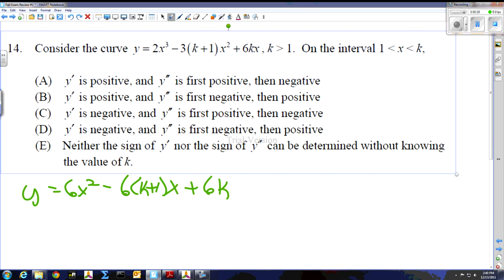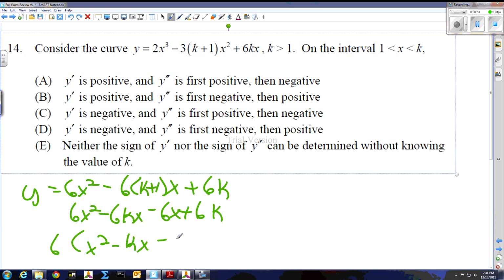Now we need to remember that k is a constant number, so we don't have to use the product rule here. If we multiply this out, we get 6x squared minus 6kx minus 6x plus 6k. And we can take a 6 out of all of those, and we're left with x squared minus kx minus x plus k. That should be factorable.